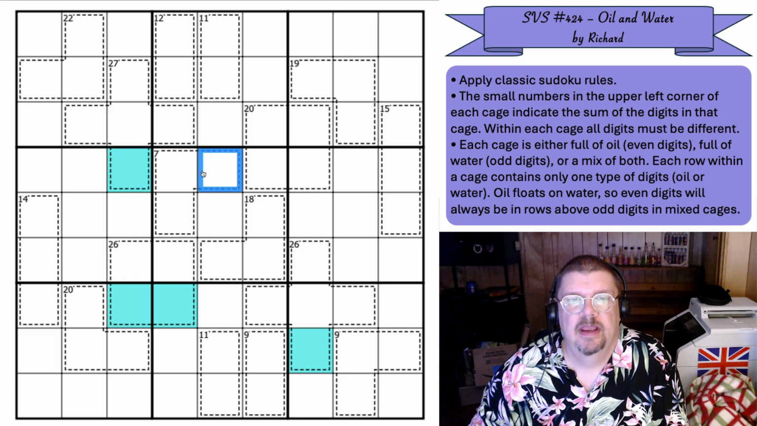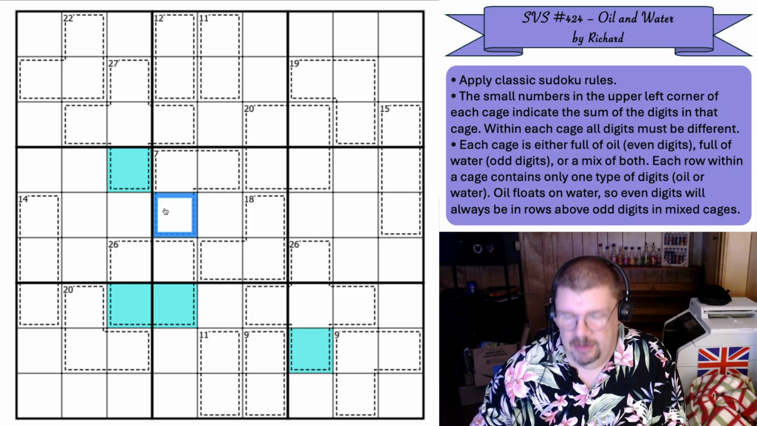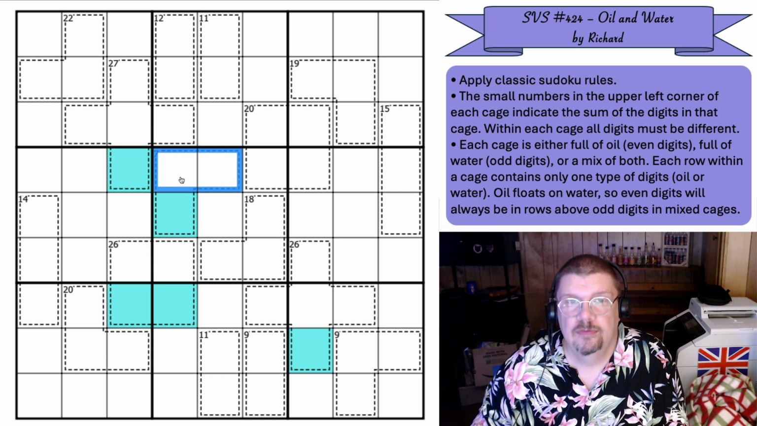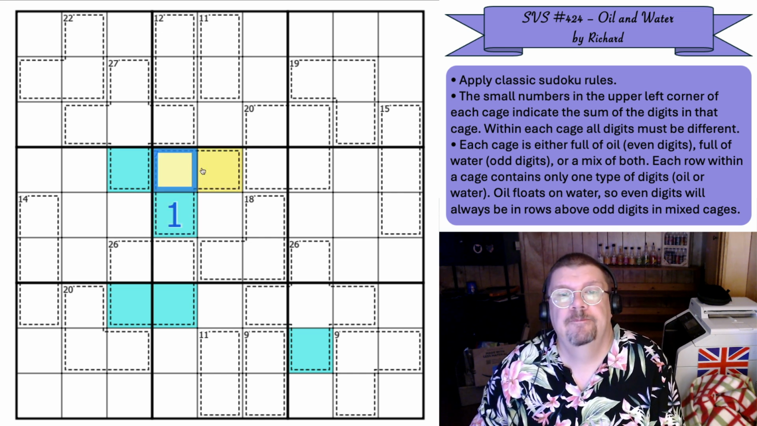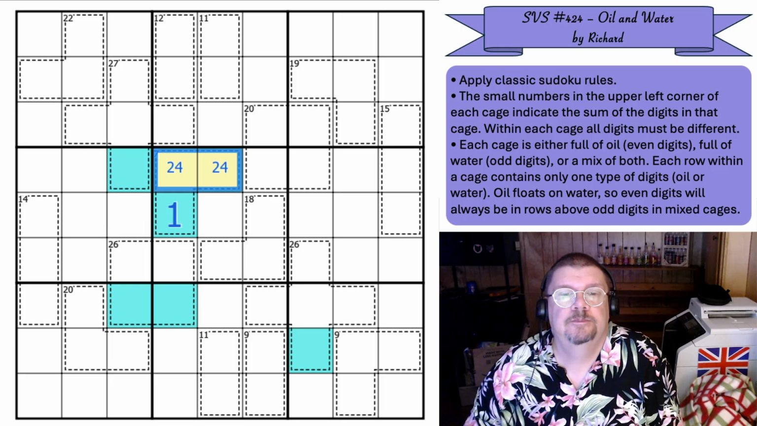This 7 cage, it needs at least one odd digit. In fact, we know the composition of a 3-digit 7 cage, so we can go ahead and mark that one as water, those two as oil, and then we can place a 1 there, and a 2 and a 4 there.